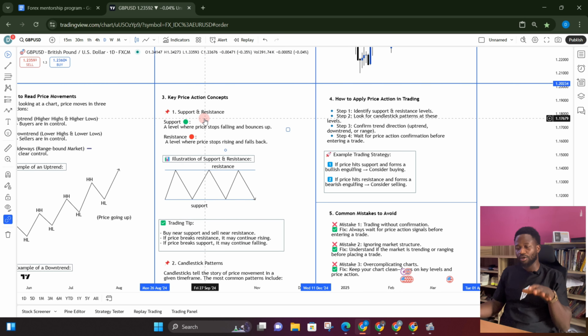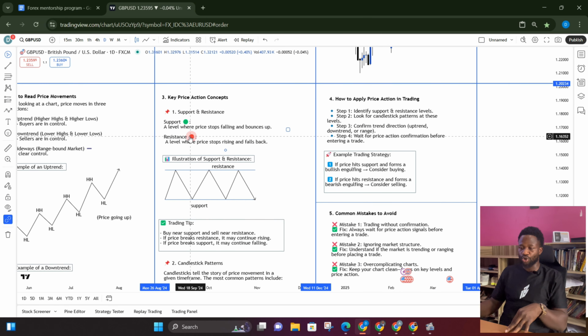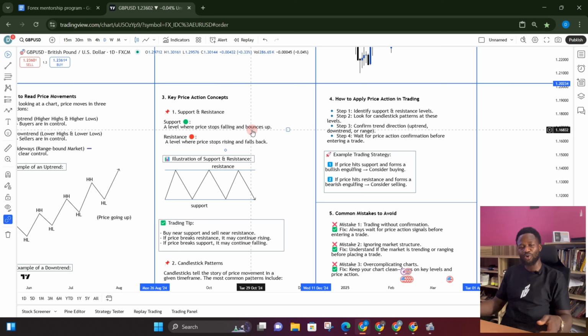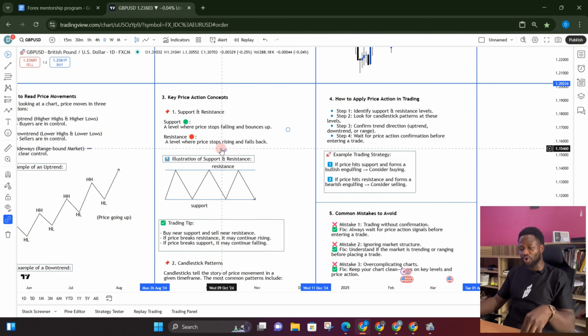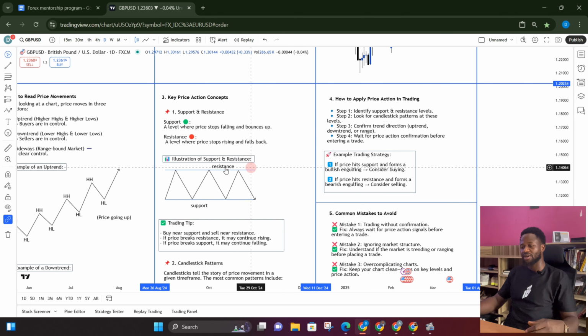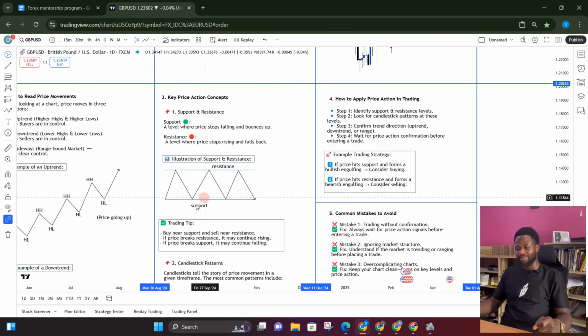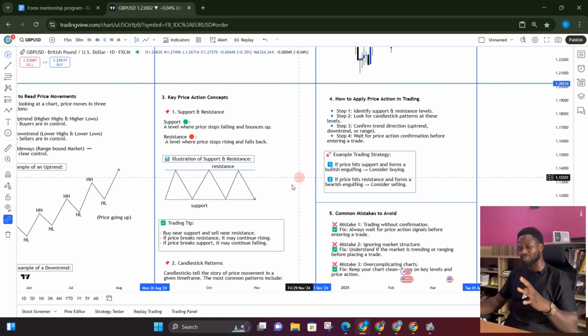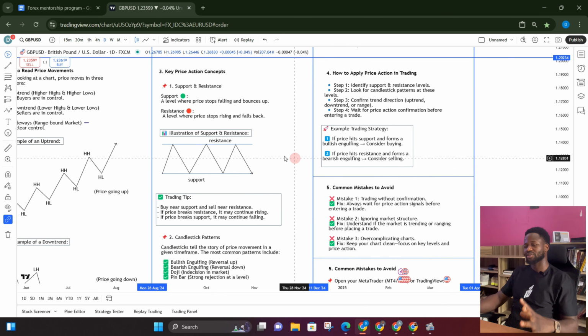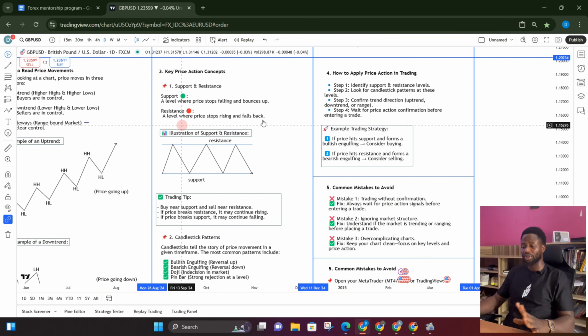Support and resistance. For the support, a level where price stops falling and bounces up. You know this already, just a refresher. Resistance, a level where price stops rising and falls back. So let's just use an illustration like this. The base here being a support, here being a resistance, right? That is just basically price action. So a major concept of that is support and resistance.